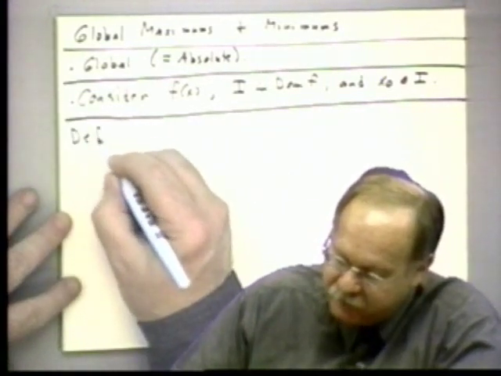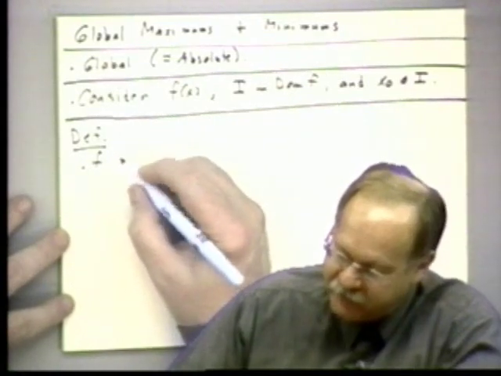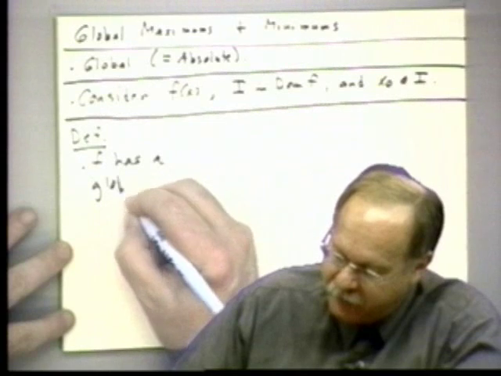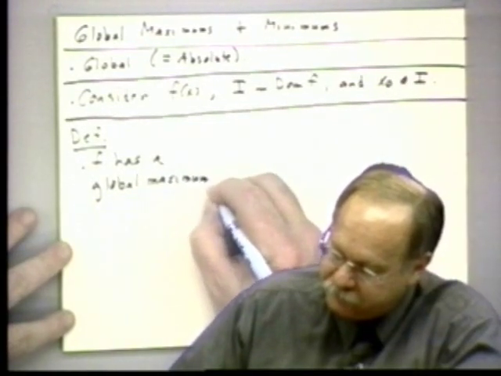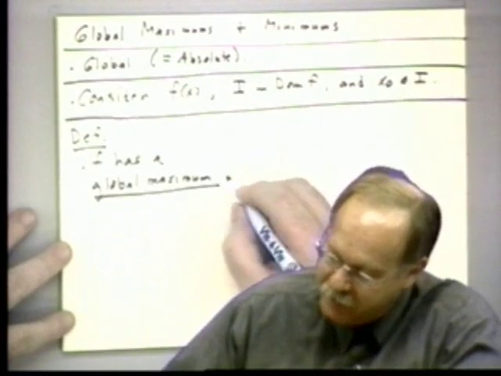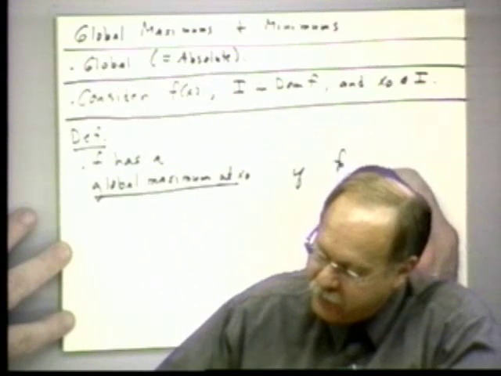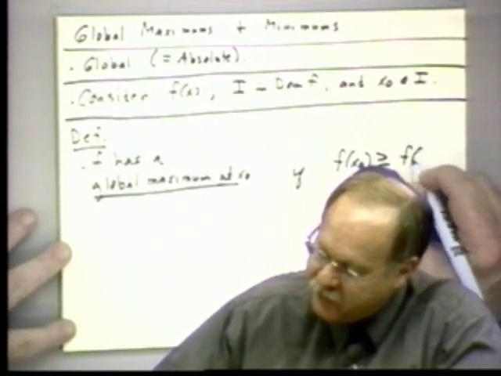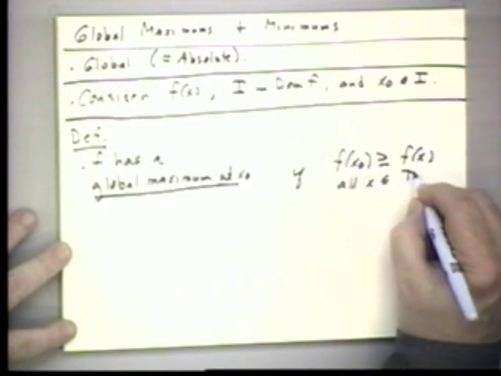It's just the biggest and the smallest values that the function takes on. So the definition is the following. F, this function, has a global maximum at the point x naught if, when you compute f of x naught, you are bigger than or equal to every other f of x for all the x's in the interval we're looking at.